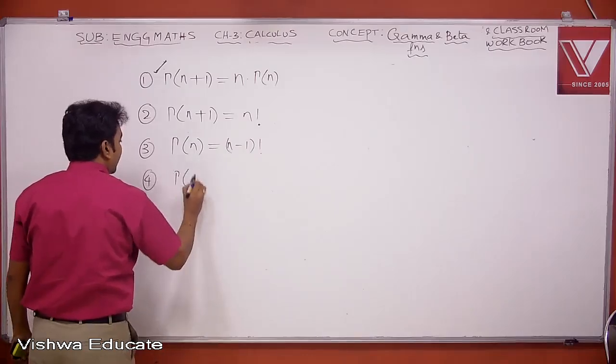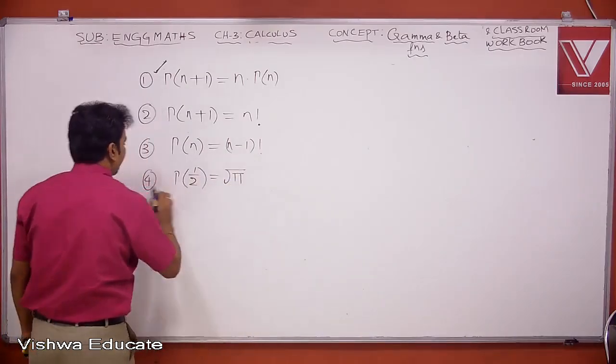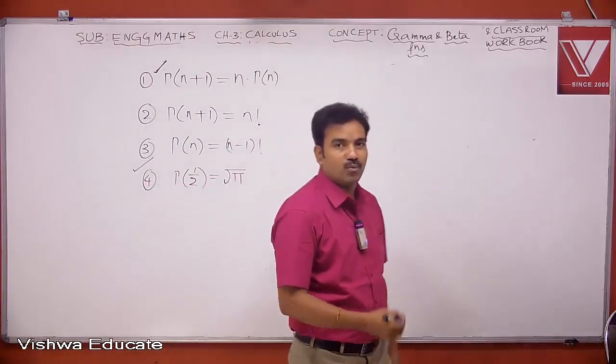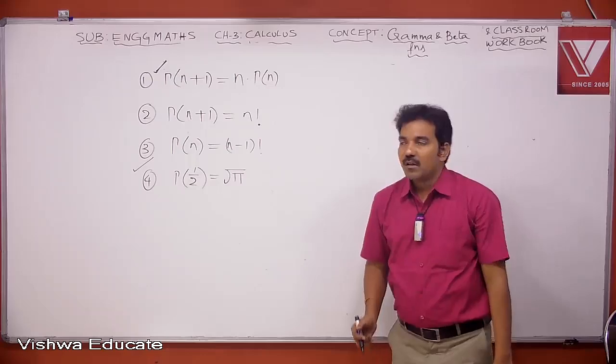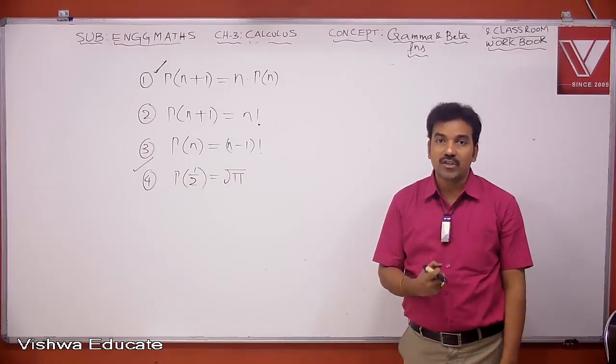Another useful result is gamma of 1 by 2 equal to square root of pi. This is very useful information for us. Gamma of 1 by 2 equal to square root of pi. Now, based on these values, let us try to find gamma function for certain values.